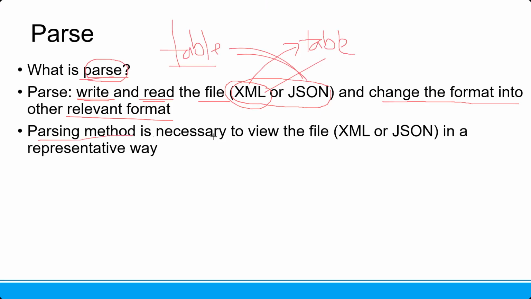So a parsing method is necessary to view the file, either XML or JSON, in a representative way. When you have the tree, XML and JSON are a type of tree. If it is in the tree, people may not understand correctly. Maybe only you, the developer, the programmer, understand. But the users don't understand. So we need to change the XML or JSON into a proper form for the users.